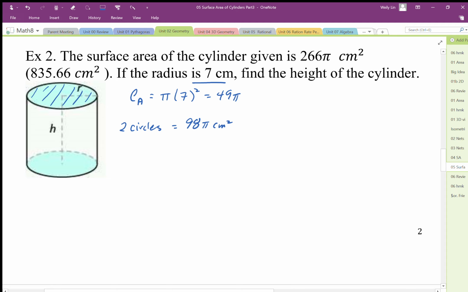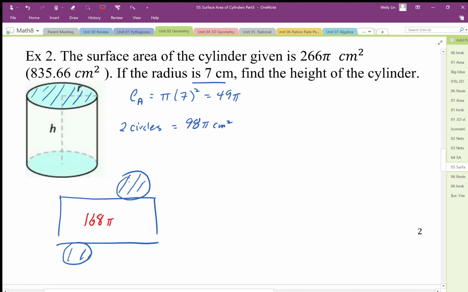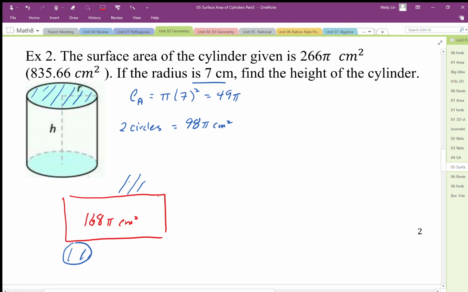So that means I've accounted for, if I draw my net here, these two parts. And if I've accounted for those two parts, I can subtract from the original 266 pi, and I'm going to get 168 pi centimeters squared, and that would represent the rectangular surface here. So I'm just going to draw my rectangular surface in red. So this rectangular surface is then going to be represented by 168 pi.